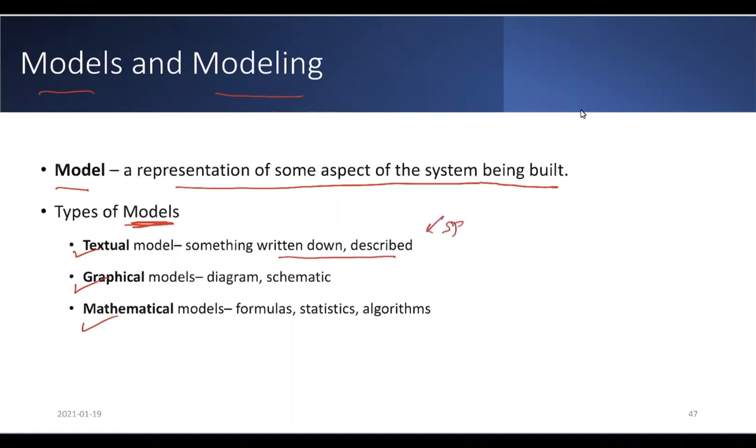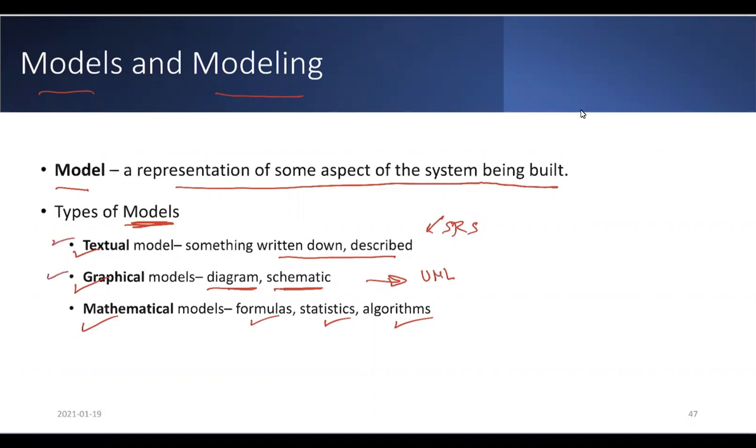This is the common SRS. We use graphical models like diagrams, schematic diagrams, or sequence diagrams. In general, we have visual modeling or graphical modeling. This is mainly related, as an example, to the UML diagrams. We could even have mathematical models like formulas, statistics, and algorithms that could be used to model the requirements mathematically. The most common ones are textual and graphical.